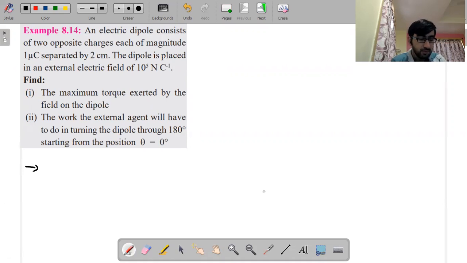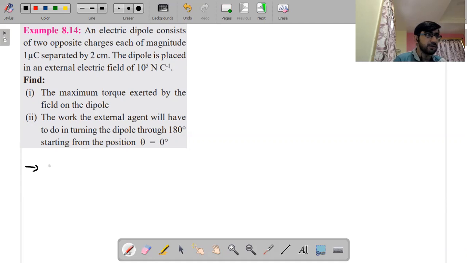So at 8.14, an electric dipole consists of two opposite charges, each of magnitude 1 microcoulomb separated by 2 centimeter. The dipole is placed in an external field of 10 power 5 Newton per coulomb. We are supposed to find the maximum torque exerted by the field on the dipole. And we are supposed to find out the work the external agent will have to do in turning the dipole through 180 degree starting from the position theta equal to 0.